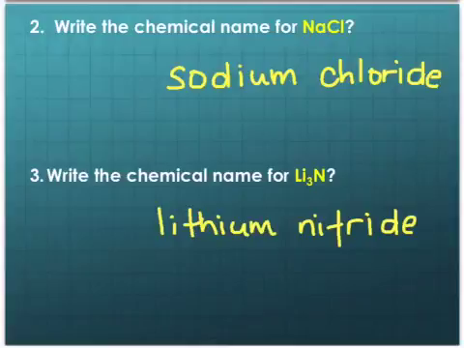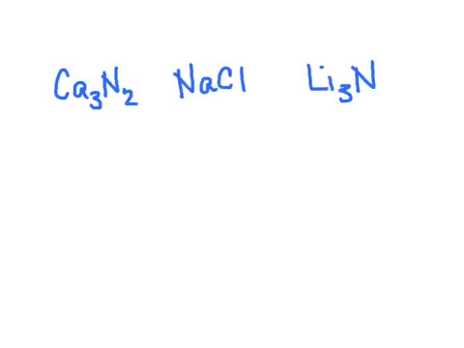Here are the formulas for the three ionic compounds that we just spent some time naming. I'm wondering if, between each of these compounds, you can see a pattern, something that exists within each of them that is going to help you recognize when you're dealing with an ionic compound. Can you see the pattern?